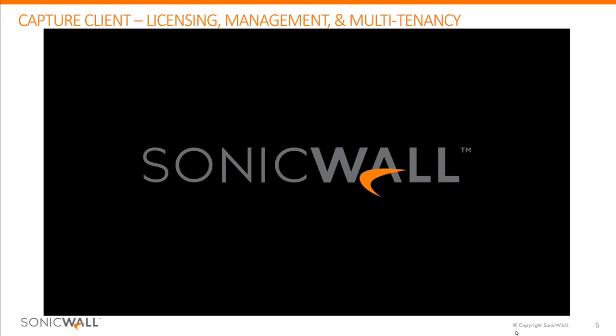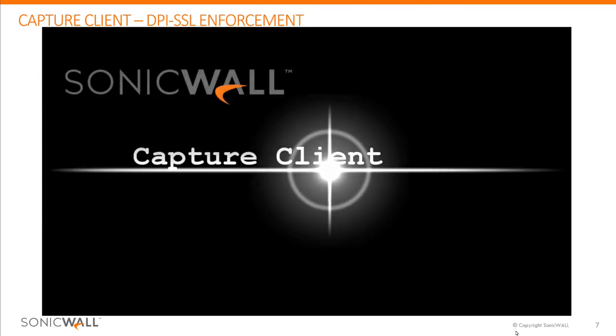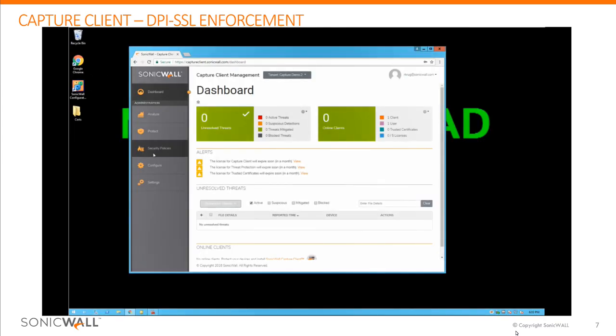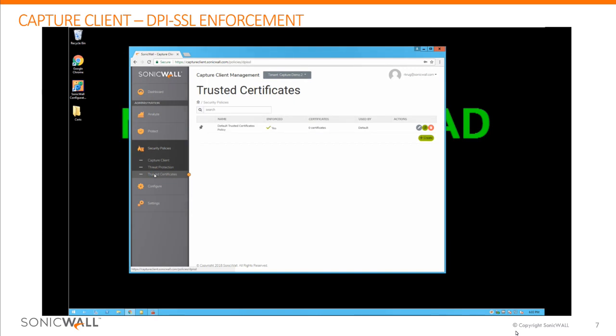So as I proceed through the SonicWall deployment, the next level of setting up the configuration of the client is the DPI SSL enforcement. This is the certificate deployment configuration of the Capture Client. The primary goal of Capture Client is obviously Next-Gen AV, but a second element is to deploy the certificates used for our DPI SSL inspection on the firewalls. At this point, you can see under my trusted certificates, I only have the default policy. And here I'm going to add one to it.